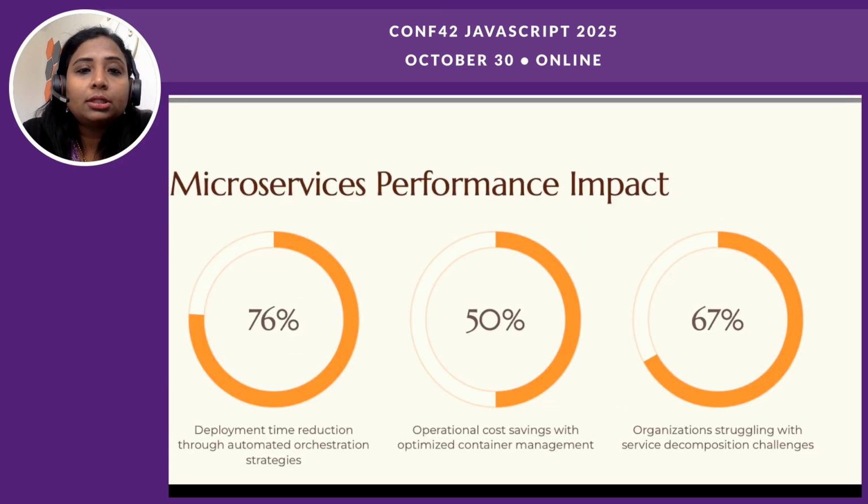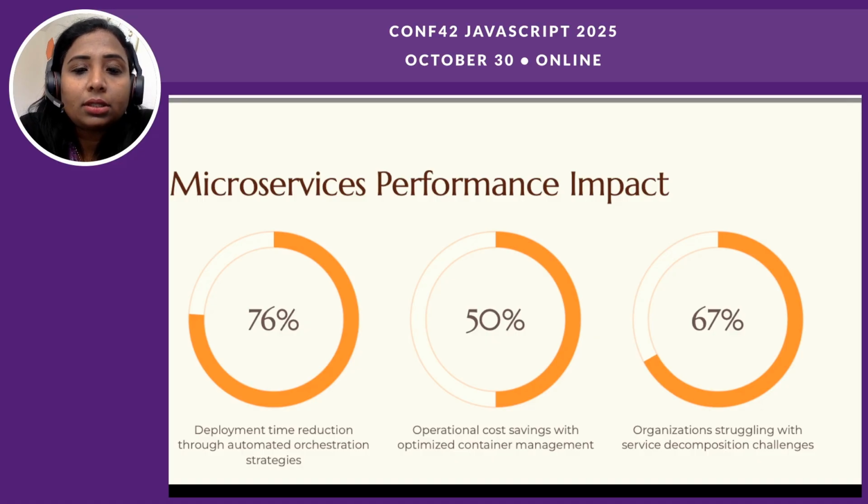So let's see how microservices performance impacts applications. These are some numbers from some case studies. We see there is a 76% deployment time reduction. As we understand, microservices come as small units with their own business logic, where we can scale the particular business unit which we expect more traffic for, so it's easier to deploy, develop, and maintain. That's what helped to see this 76% time reduction in deployment through automation strategies.